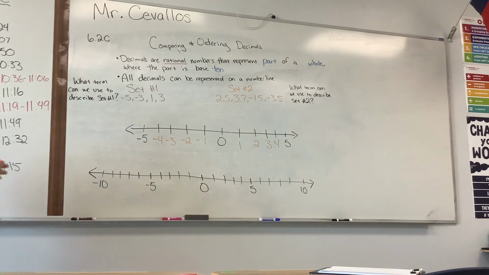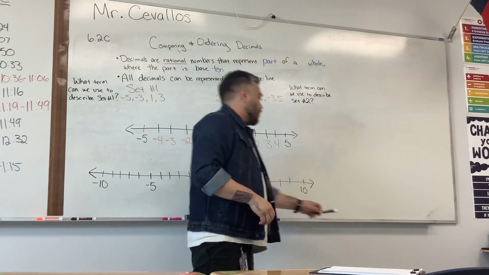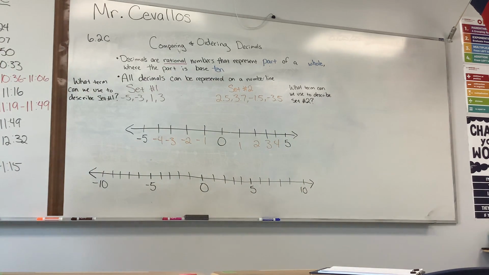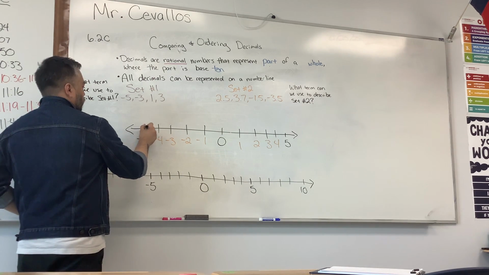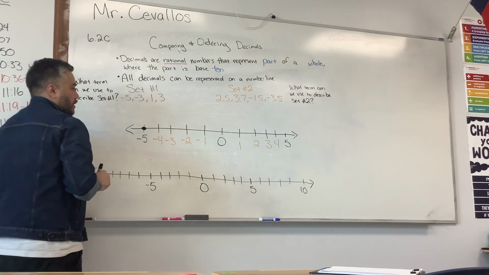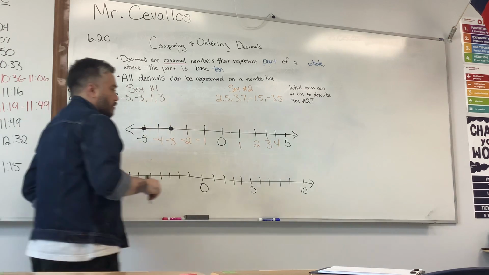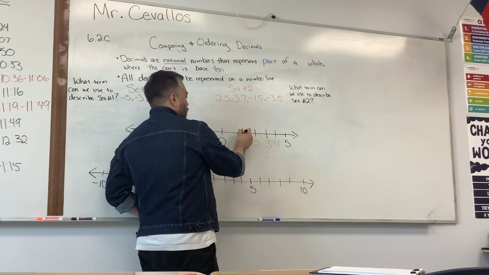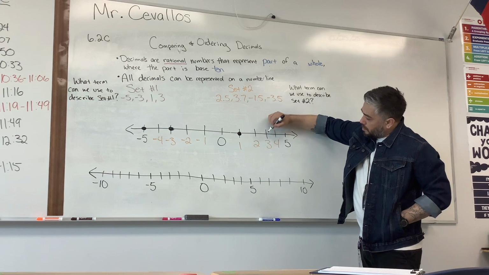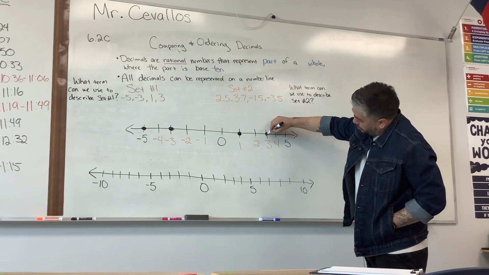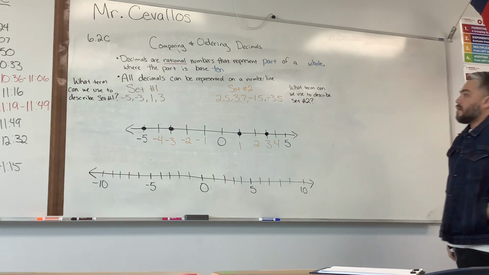Now, set 1 wants me to plot my dots on these particular numbers. So let's do it. -5, plot that right there. -3, plot that right there. 1, +1 will be on the right hand side of the 0. And finally 3. That's going to be our last number in our set 1. Okay, cool.